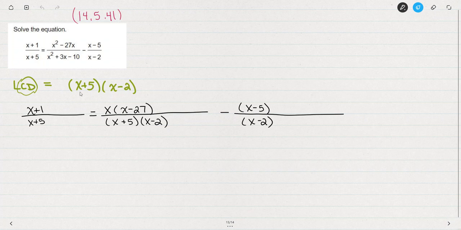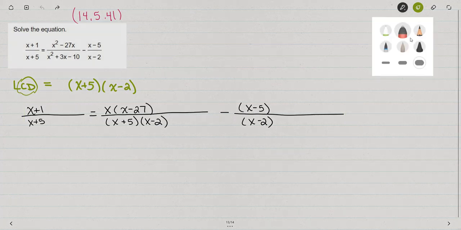The other way, again, we start with the common denominator, but what we're going to do differently here is multiply every piece by the common denominator. So we'll multiply the entire fraction by x plus 5 and x minus 2. Watch how that looks when I do that. And I'm going to do this with a different colored pen.